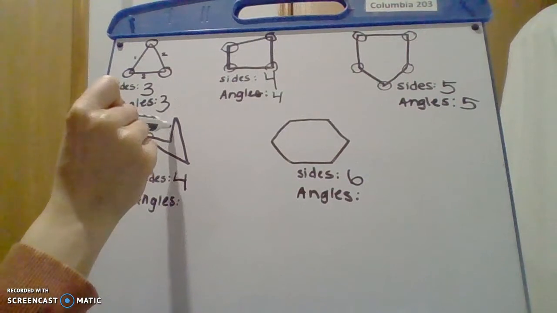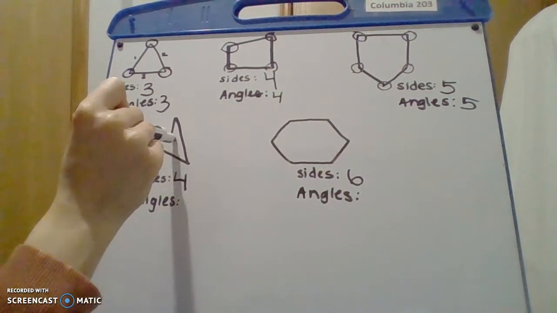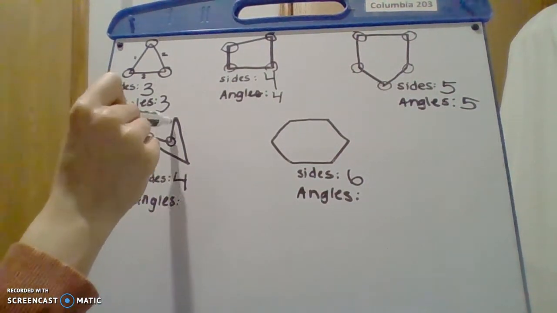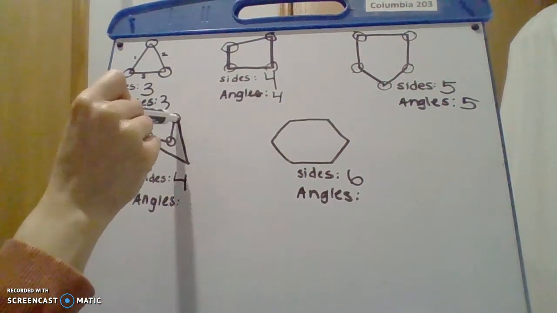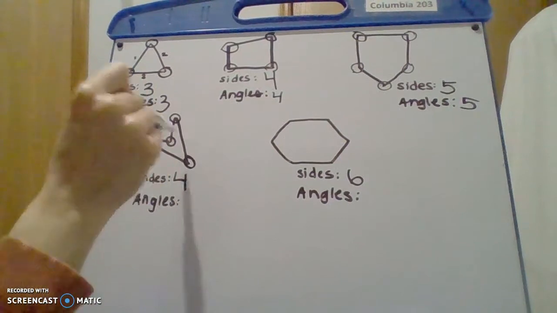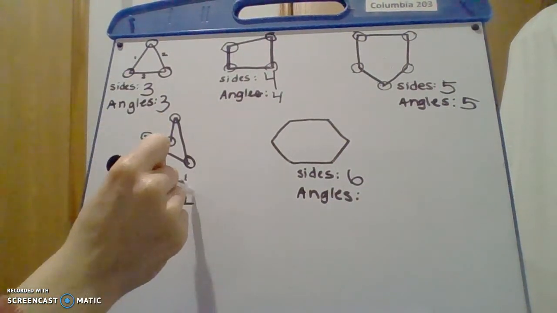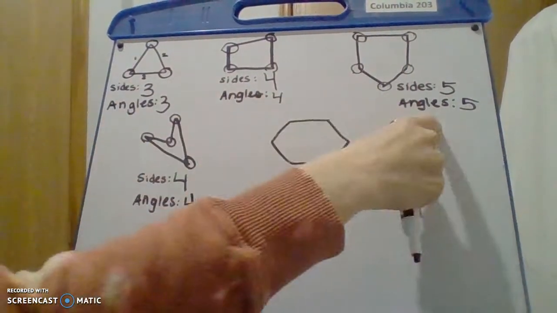Let's see. This side. So be careful because this one comes in and this one comes in. That's going to form an angle. These two. This is an angle, and then these two right here form an angle. So 1, 2, 3, 4. See the pattern still working.